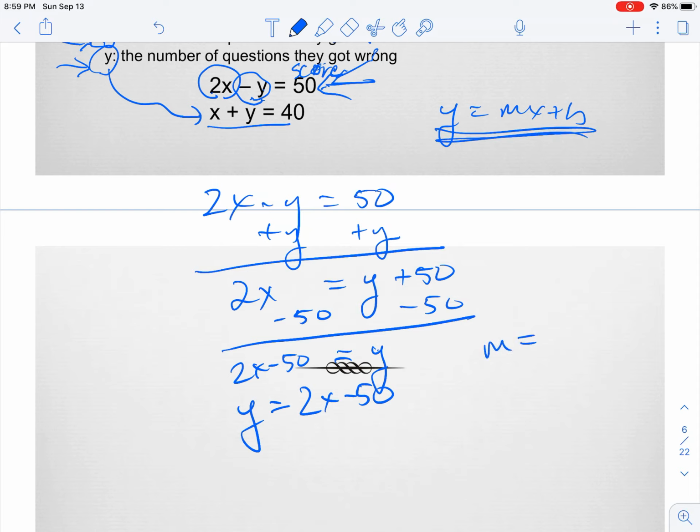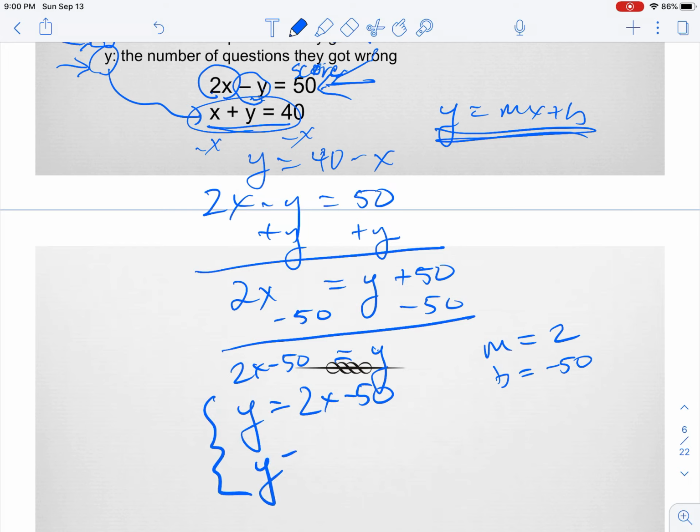So I know that the equation of the line has a slope of 2 and a y-intercept of negative 50. Then I'm going to take this other equation right here, and I'm going to subtract x, and I end up with y equals 40 minus x. Another way I could write it, right down here, so that I have these 2 system of equations right next to each other, is y equals negative x plus 40.